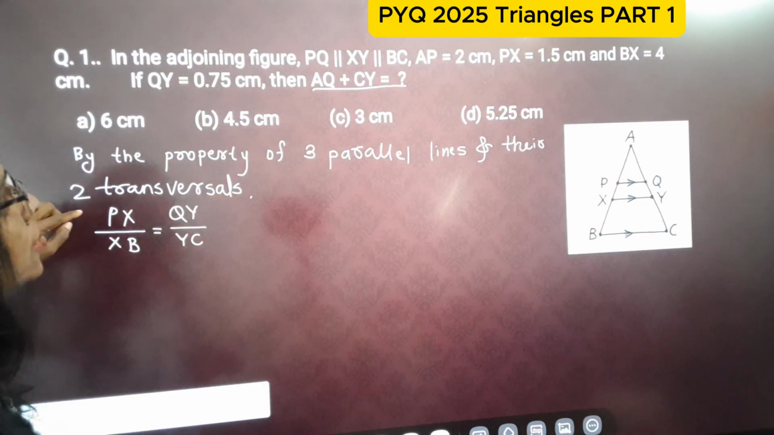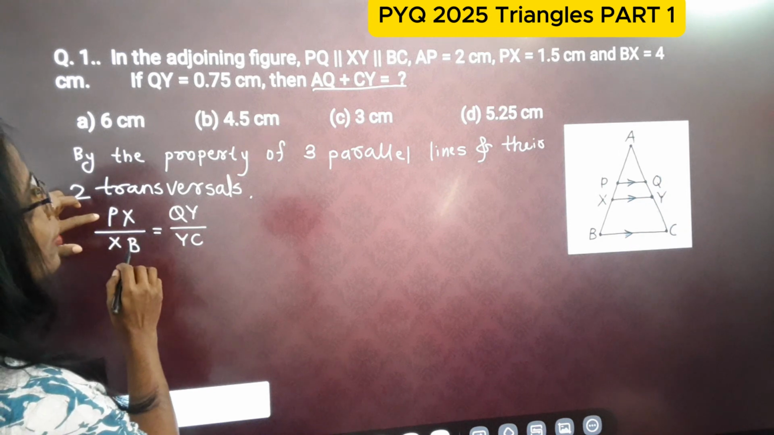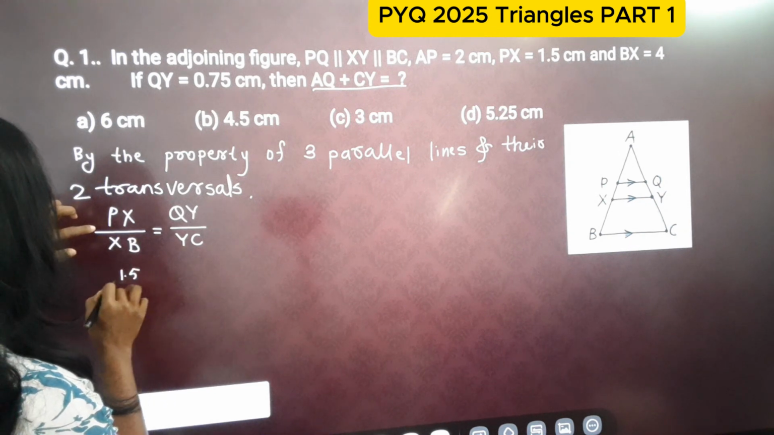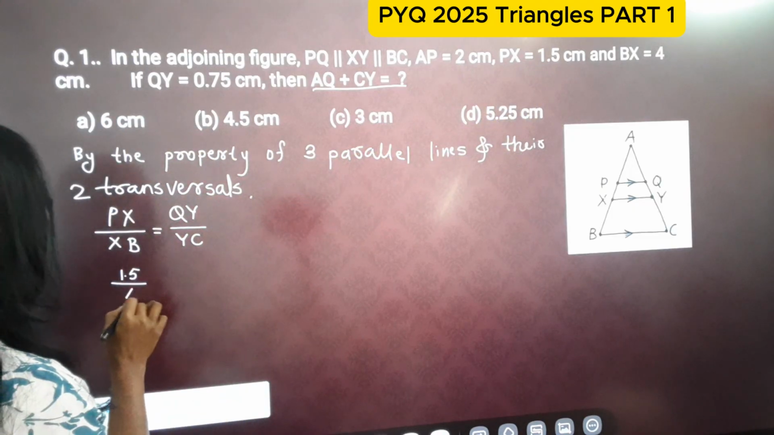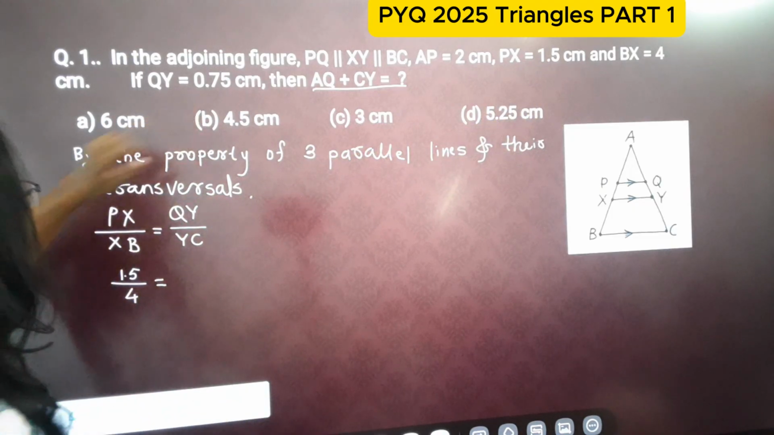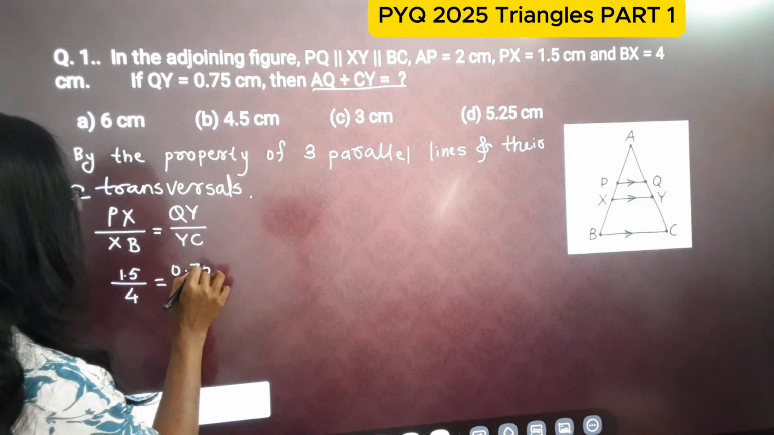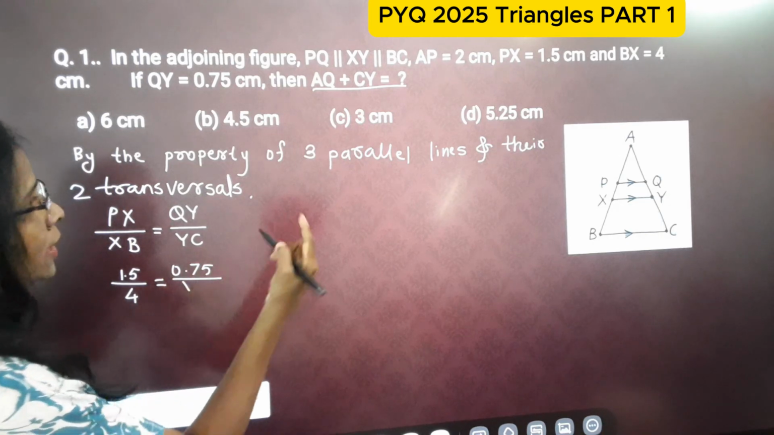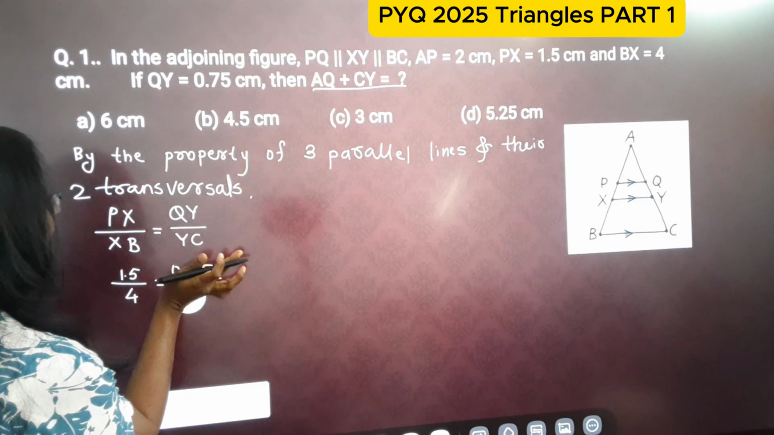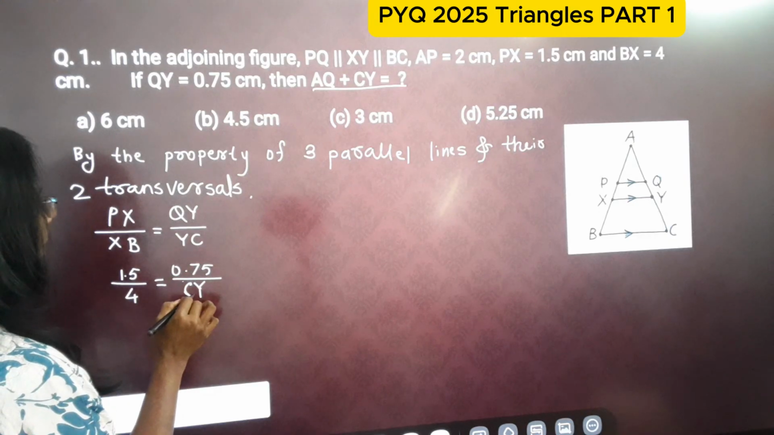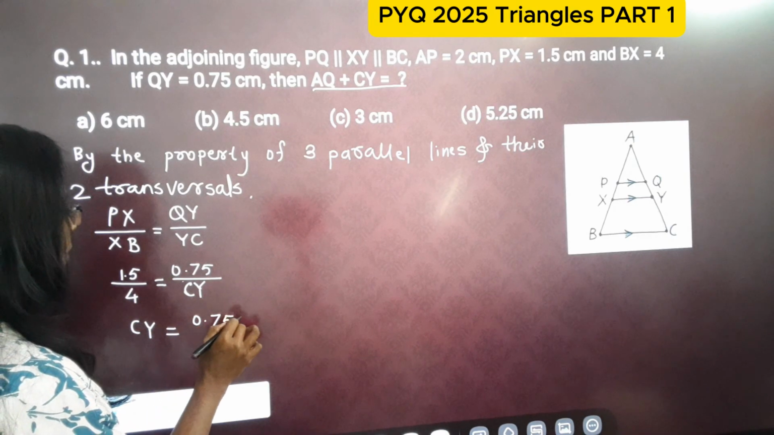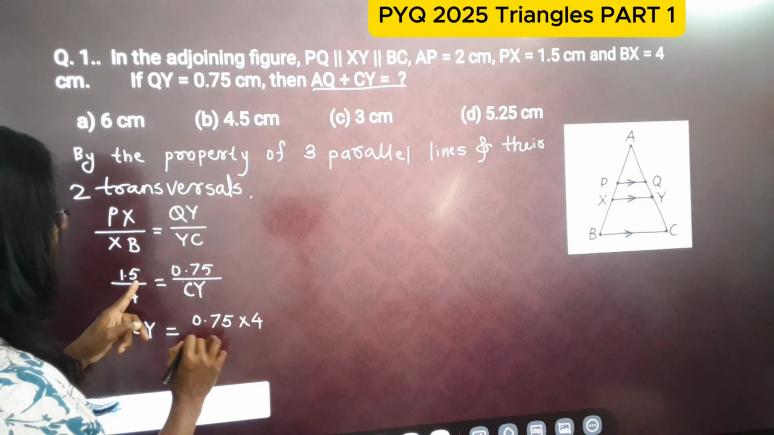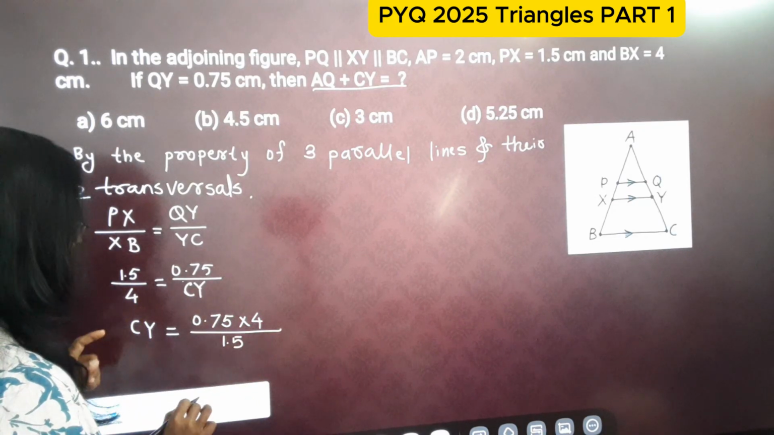Now here substitute the values of these. PX is 1.5, XB is 4, then QY is 0.75, and then we have to calculate YC. YC means the CY, so I write here directly CY. So now by cross multiplication we write 0.75 multiply 4 and divided by 1.5.